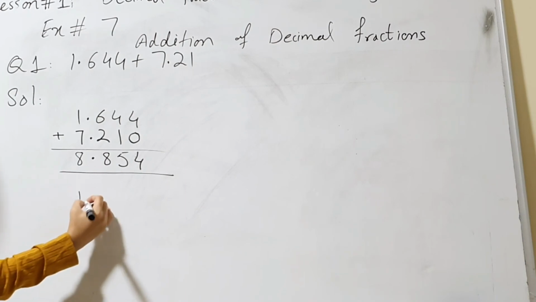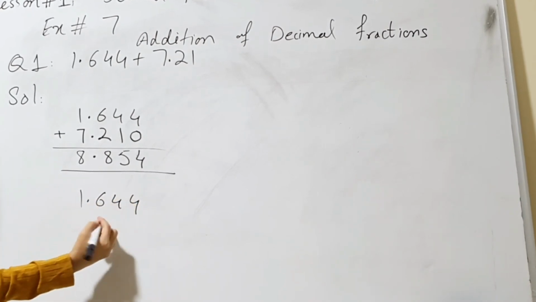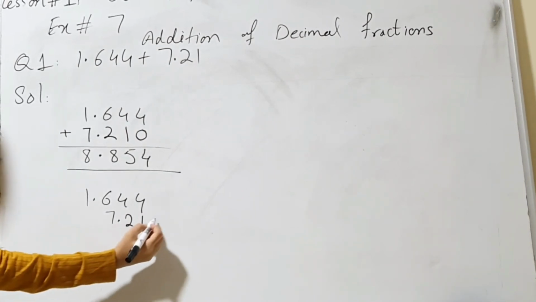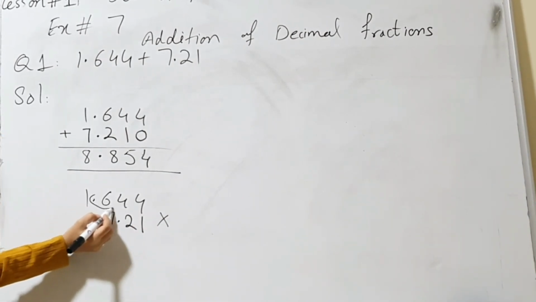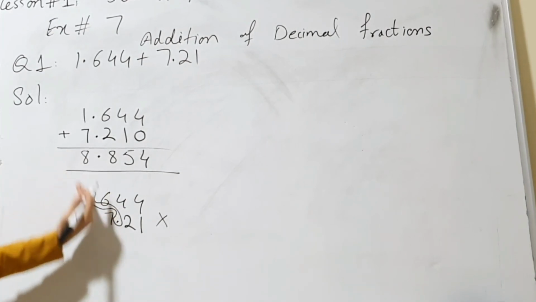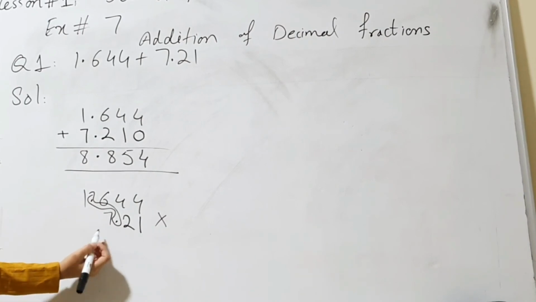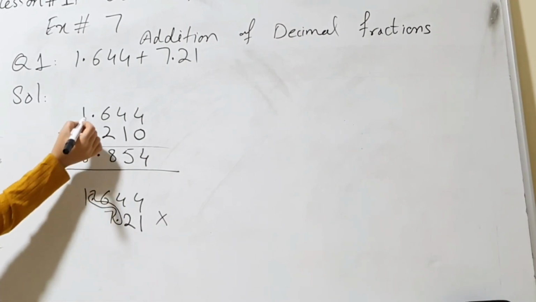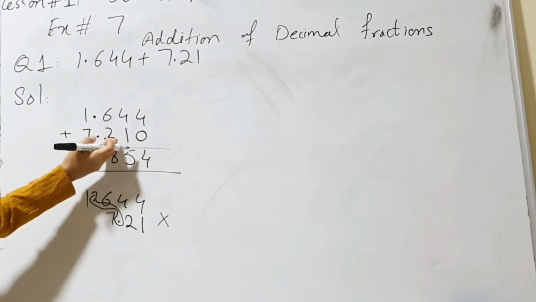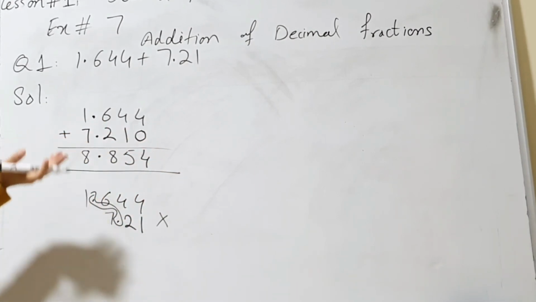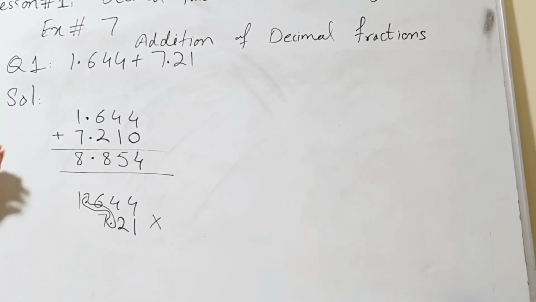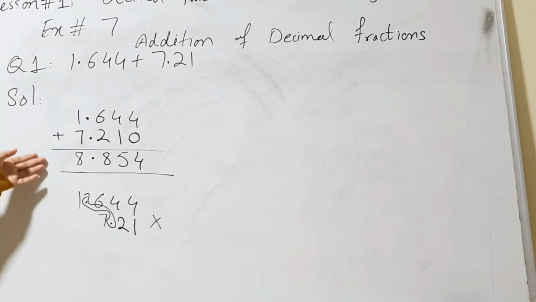Some students will write this arrangement. They can make it like this: 1.644 and then 7.21, right? No, this is wrong. Why? Because you have to match the decimal point should be in one column, in one line. They should be aligned. So this kind of arrangement is wrong. What you have to do, always keep the points aligned and then write your decimal part and the whole part. That's how you will get the right arrangement for addition, and the same thing will go for the subtraction.